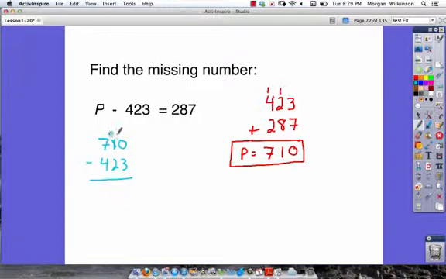We borrow from the 1, we get 0. Now we have 10. 10 minus 3 is 7. We're going to borrow from the 7 to get 6. We now have 10 in our 10 spot. 10 minus 2 is 8. And 6 minus 4 is 2. We got 287. We used the inverse of subtraction, addition, to find out what our answer P was. Nice work on this problem.